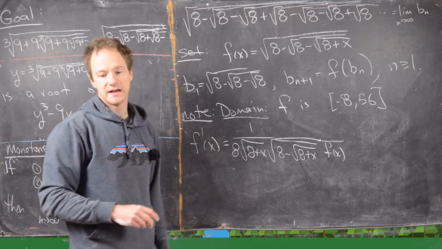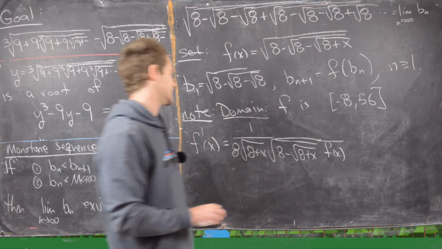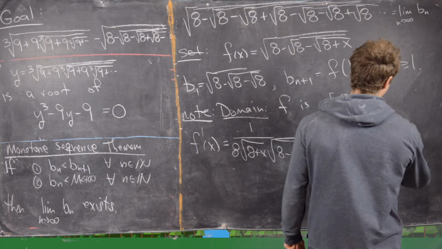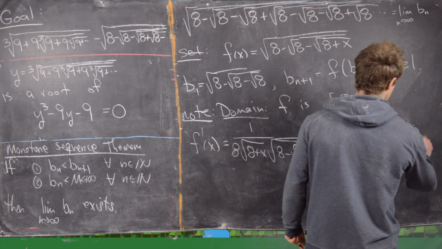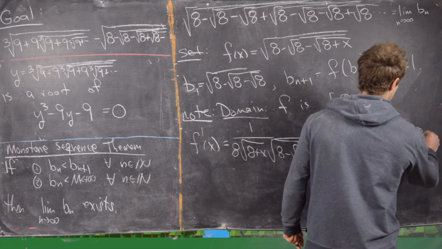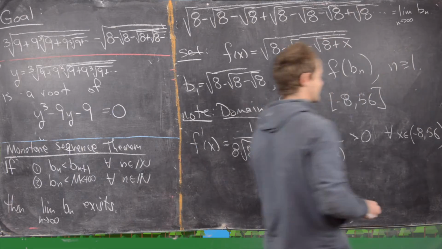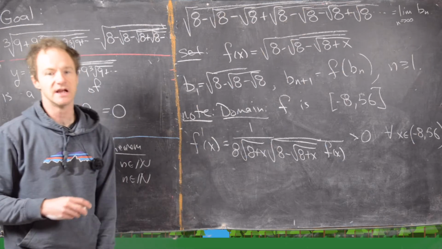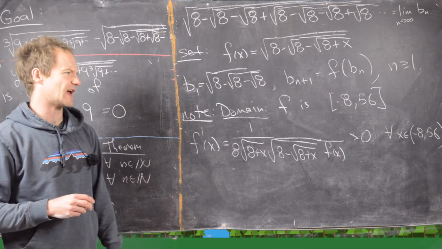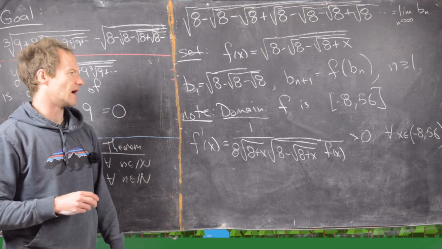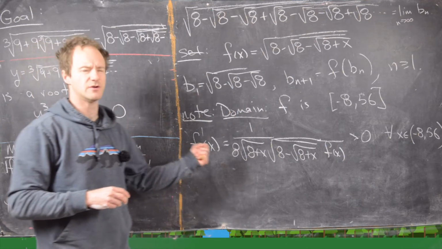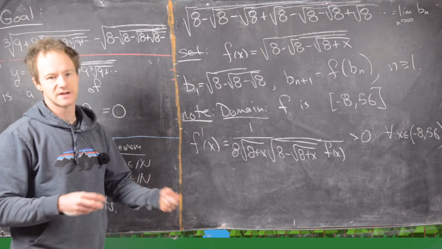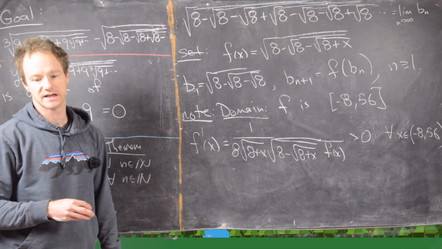So good. Now from here, what we want to notice is that this thing is bigger than 0 for all x in the domain here. In other words, minus 8 to 56. And we actually have to take away 8 and 56 because those would give us 0 in the denominators. And that's generally the case whenever you have something whose domain is a closed interval. You only know its derivative is going to be guaranteed on an open interval. Sometimes you get the endpoints, but not in this case.